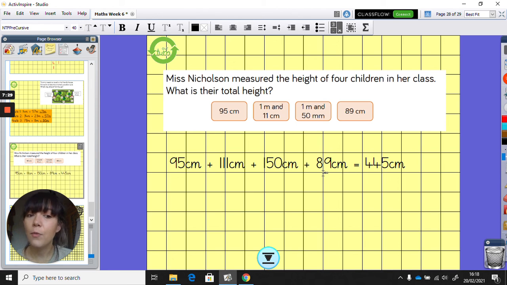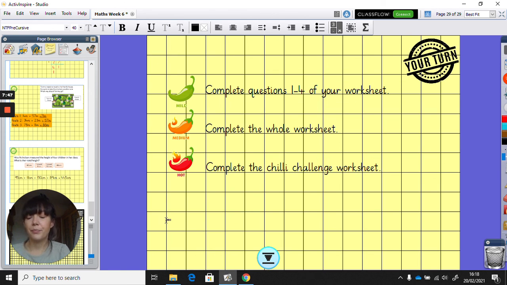For a chilli challenge, can you tell me what that is in metres? You're right, 4 metres and 45 centimetres. So that means that if you put one of the children and then the other one on top, all up to the sky, that would be 4 metres and 45 centimetres. Well done. Right, now it is your turn.